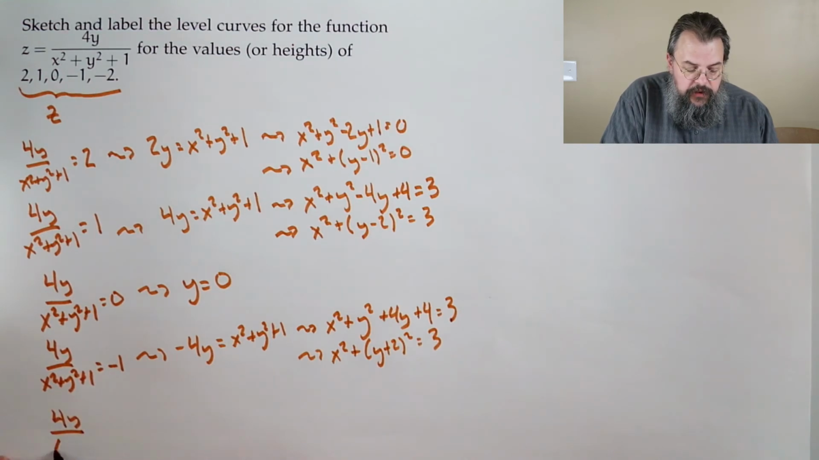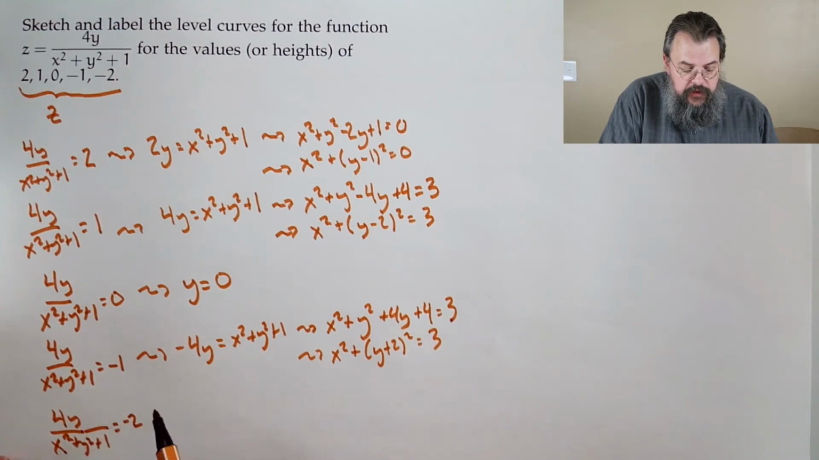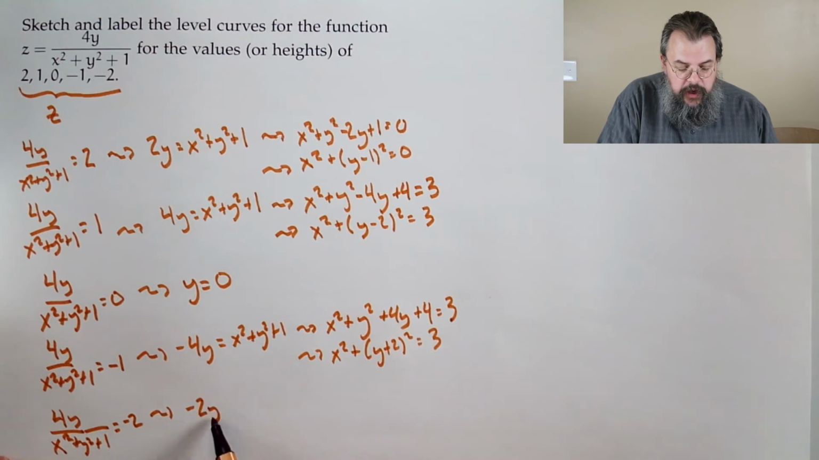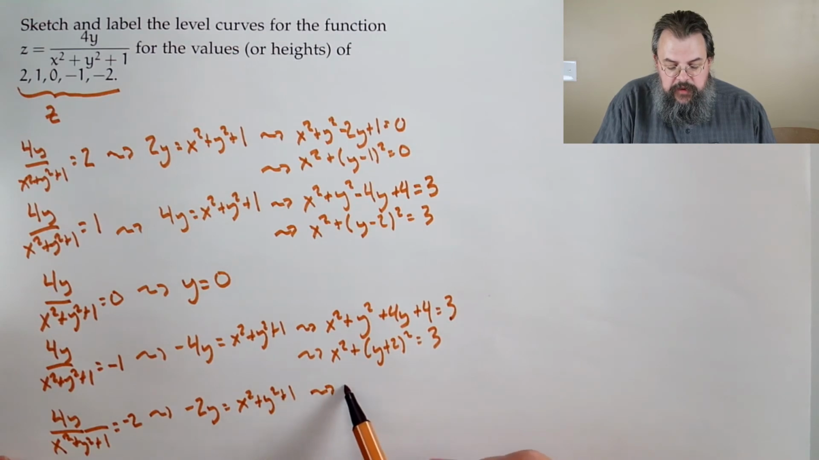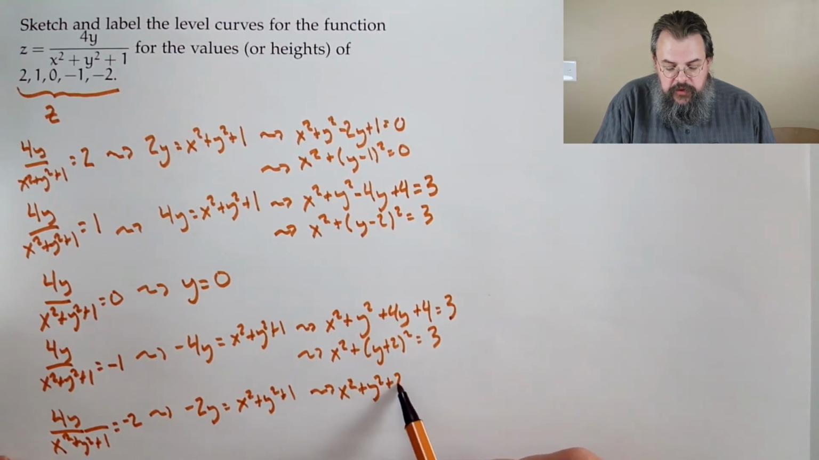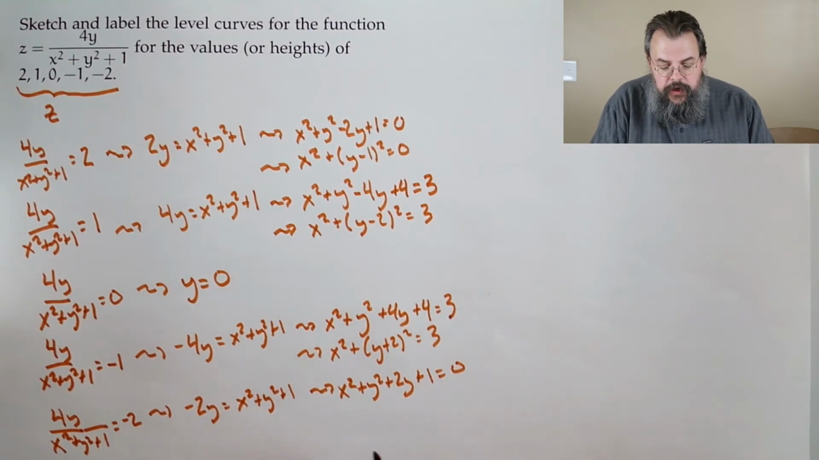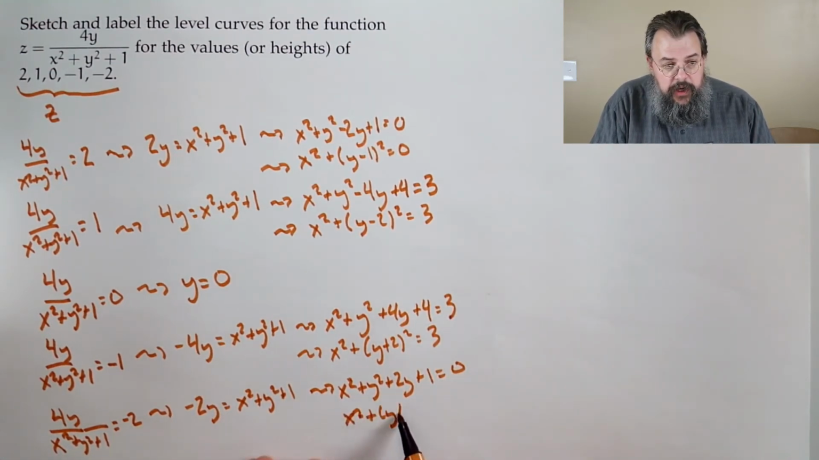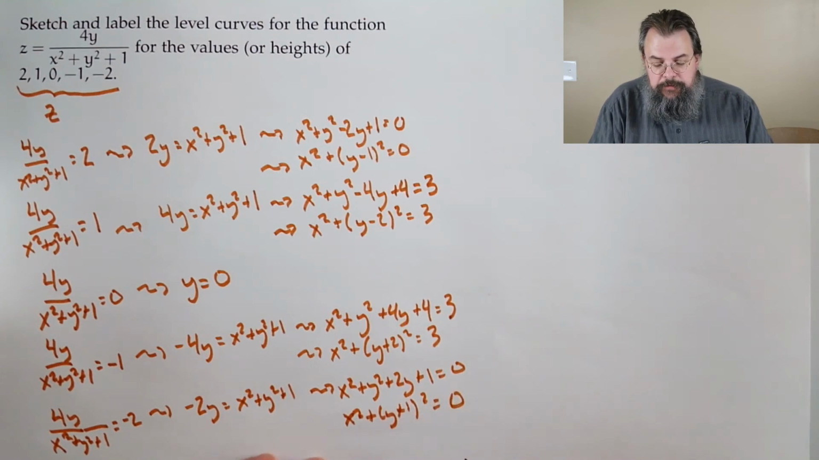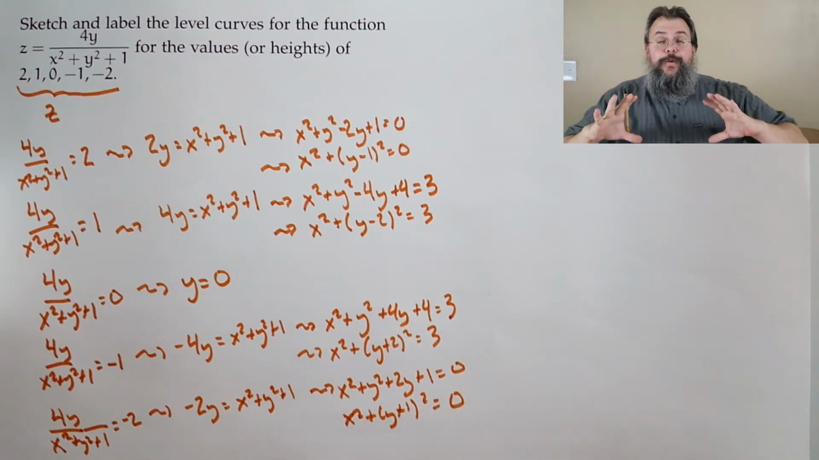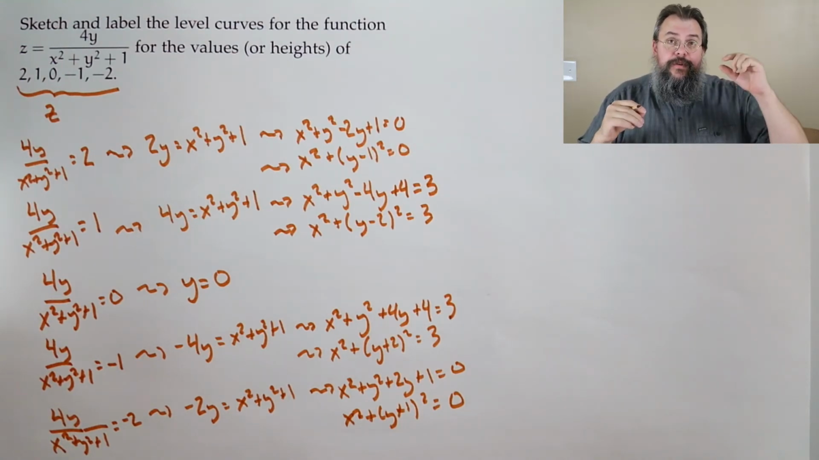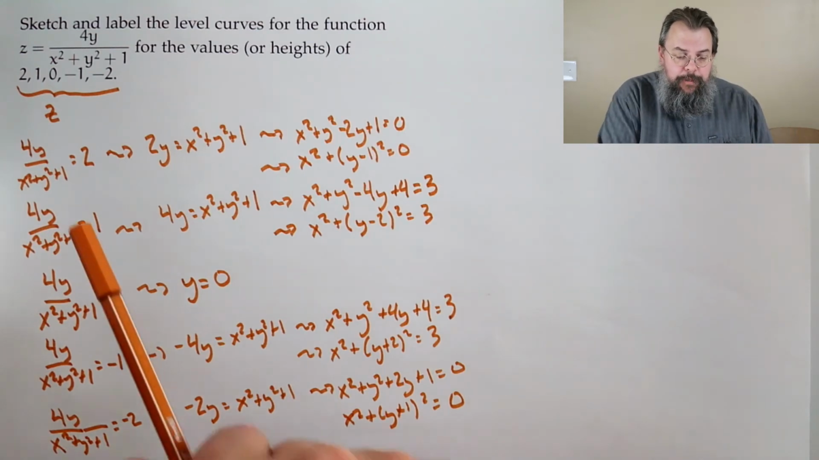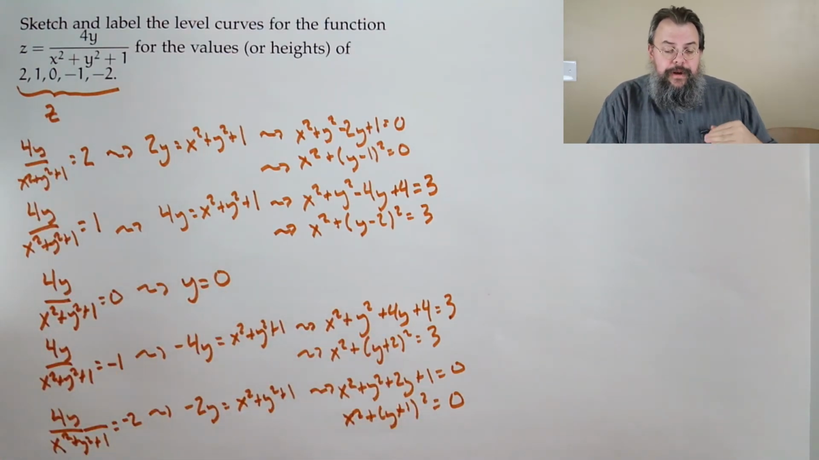And our last one, 4y over x squared plus y squared plus 1 equals minus 2, is the same as minus 2y equals x squared plus y squared plus 1, which becomes the same as x squared plus y squared plus 2y plus 1 equals 0, or x squared plus y plus 1 squared equals 0. All right. So we did the following. We took our function and set each one equal to the outputs that we were interested in. So the outputs were specified: 2, 1, 0, minus 1, minus 2.